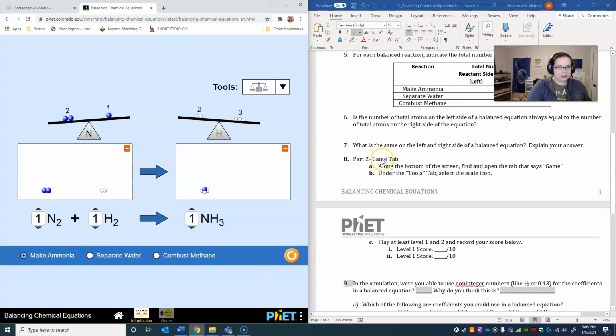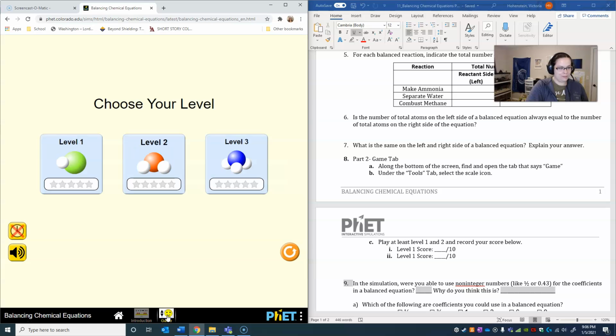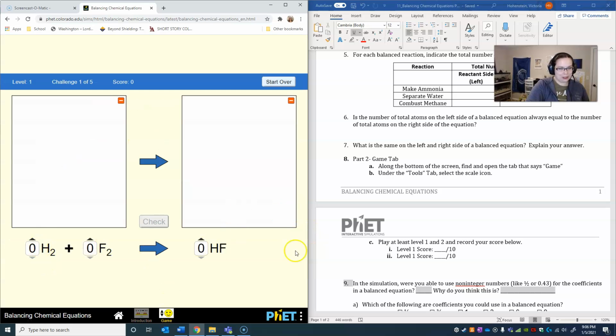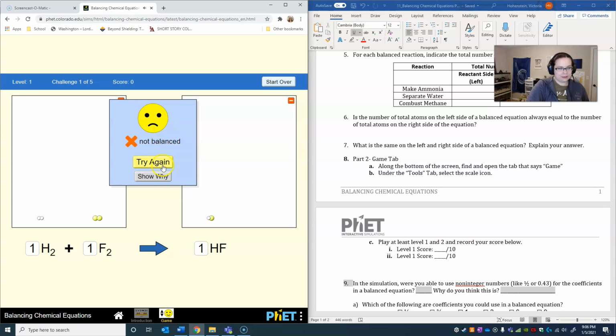For part 2, you're going to go to the Game tab. So along the bottom of the screen, find and open the tab that says Game. That's this one. And this is balancing equations. And I just ask you to play through level 1 and level 2. So balance the equations and check.